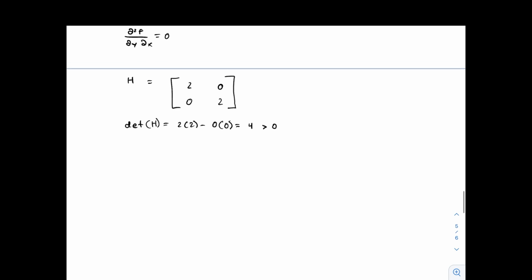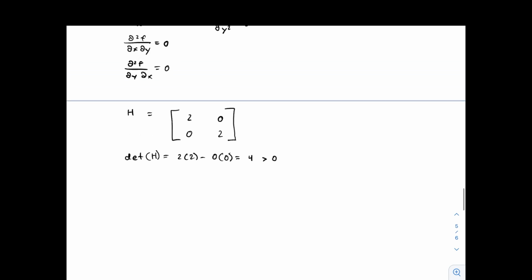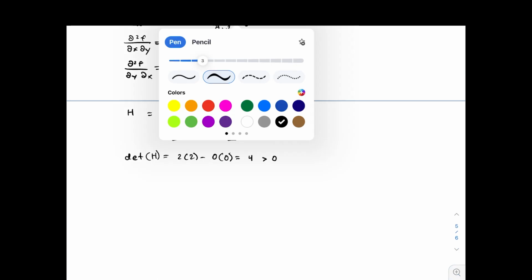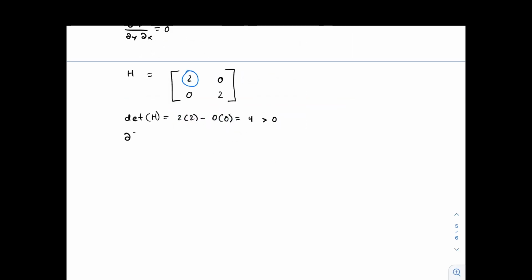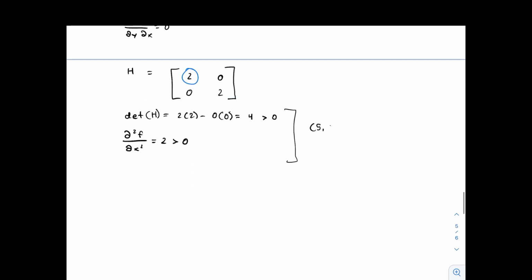And then from here, our d squared f dx squared term, which is in the top left corner, is 2. And so because this value is 2, and 2 is positive, that means that our point that we found, right, 5, 6, is a relative minimum.